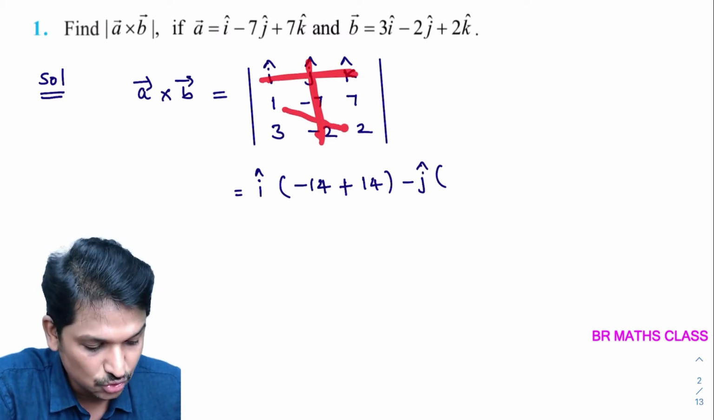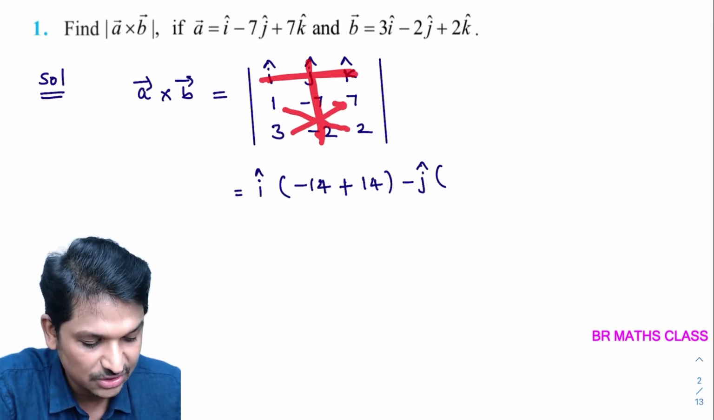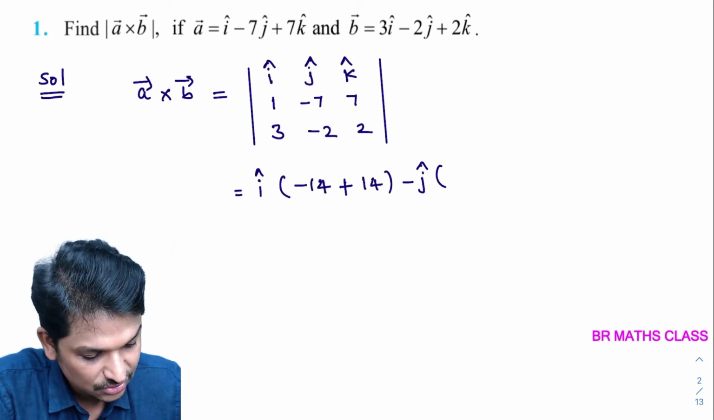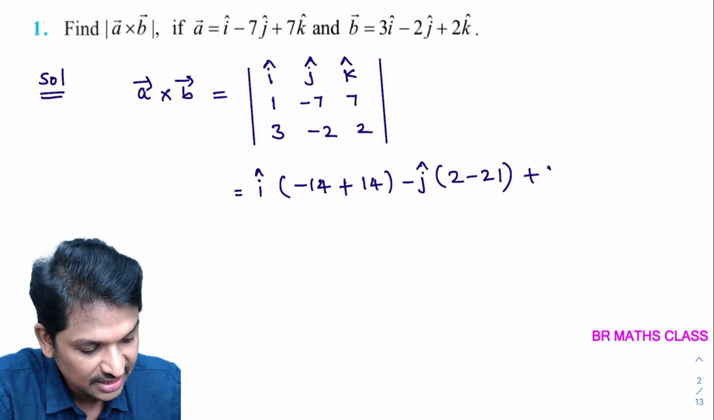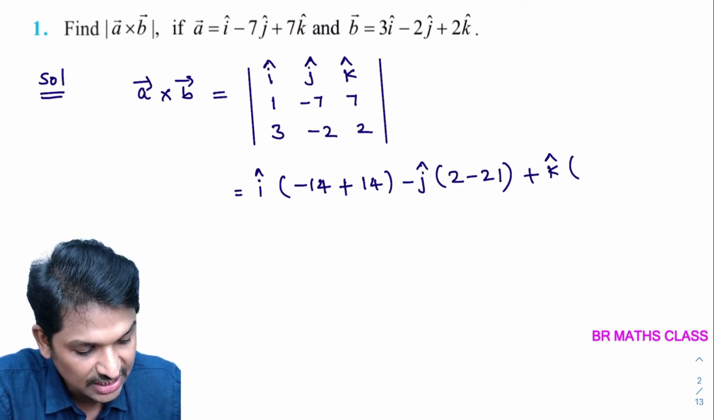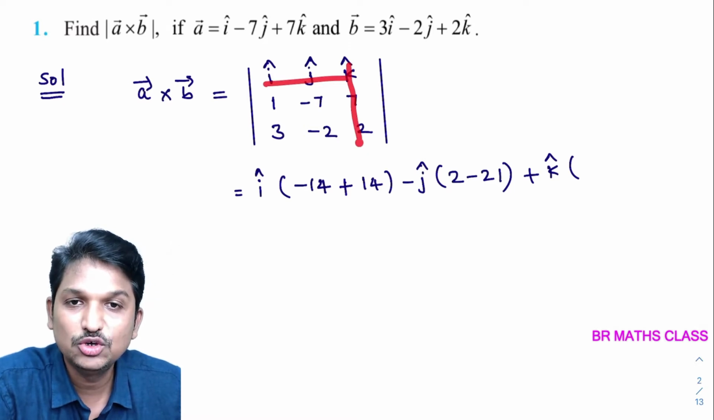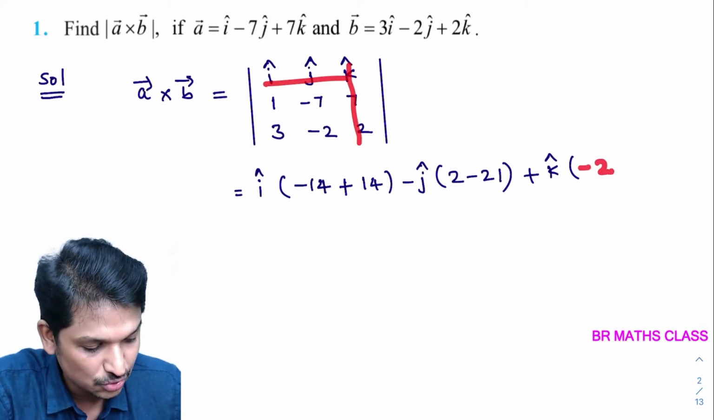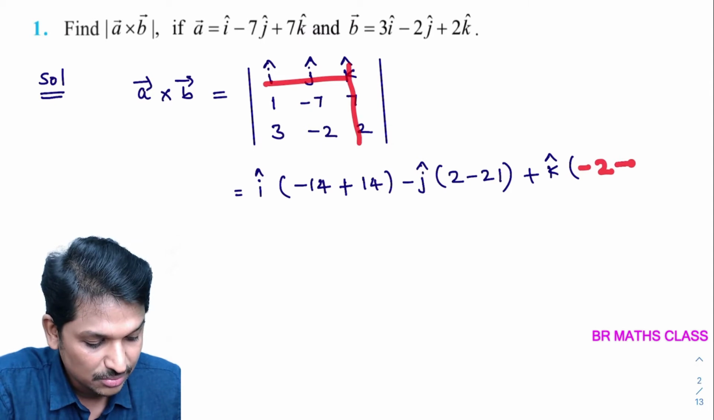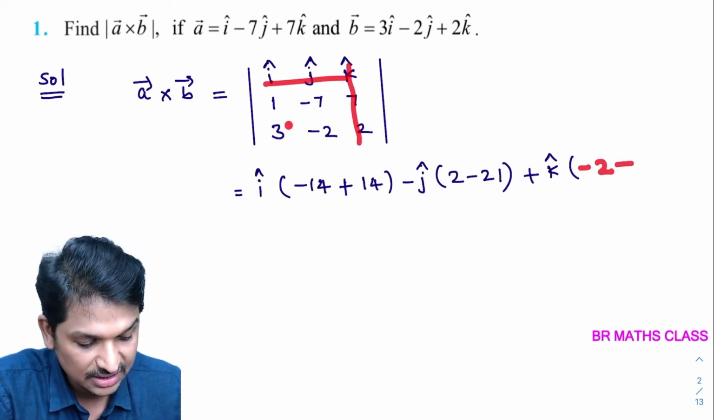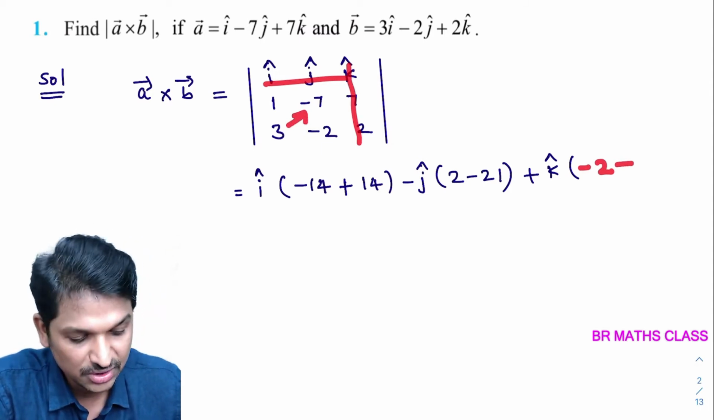Like 1 into 2, 2 minus 7 into 3, 21. Okay, so this is 2 minus 21. Okay, plus k cap into, now delete the corresponding row and corresponding column. Then what you will get? 1 into minus 2, that is minus 2, minus 3 into minus 7. Look here, 3 into minus 7, that is minus 21, that is plus 21.